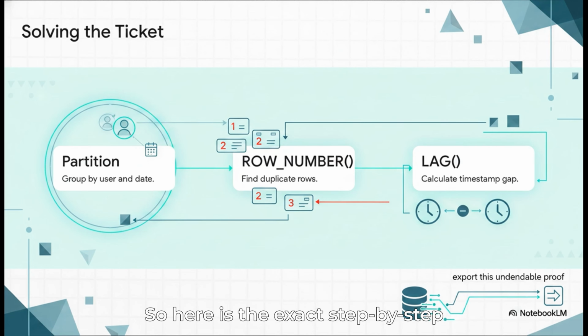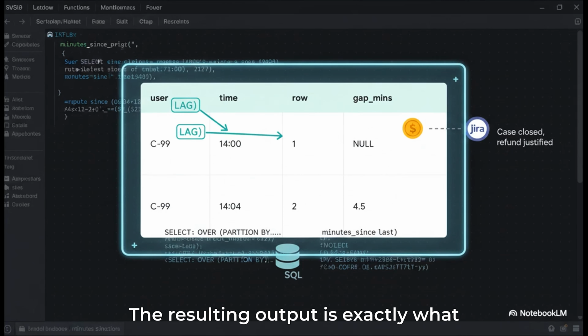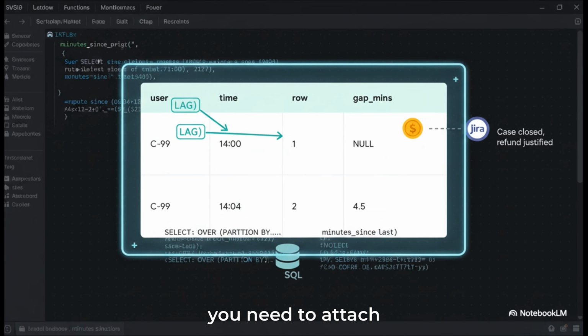So here is the exact step-by-step workflow to solve this ticket definitively. Step 1. We set up our window, partitioning by both the user ID and the date, ordered by time. Step 2. We drop in ROW_NUMBER to instantly isolate any transaction on that specific day that gets a row number of 2 or higher, because that means it's a duplicate. Step 3. We use lag to pull the timestamp of charge number 1 directly next to the timestamp of charge number 2. That lets us calculate the exact minute gap between them. And finally, step 4. We export this undeniable proof as a CSV. The resulting output is exactly what you need to attach to that JIRA ticket.